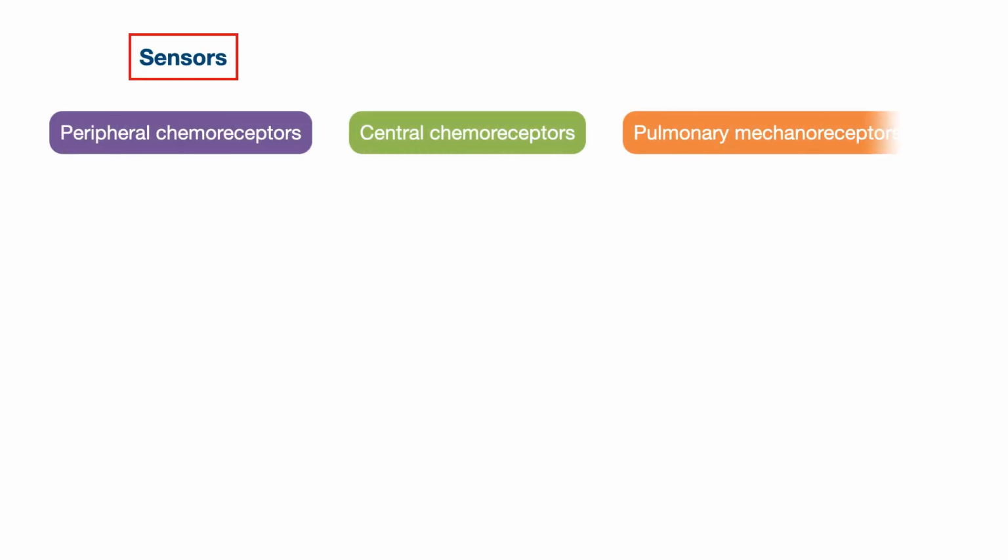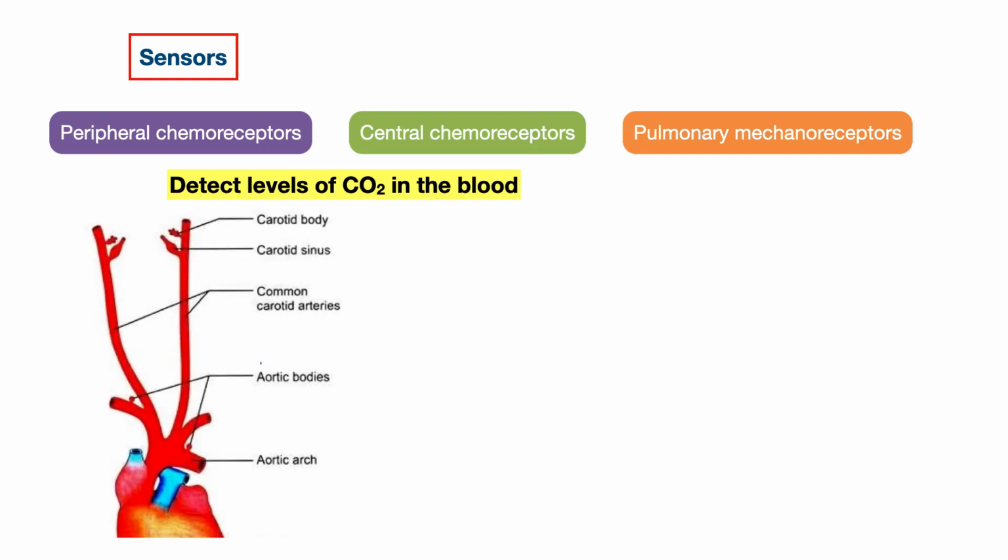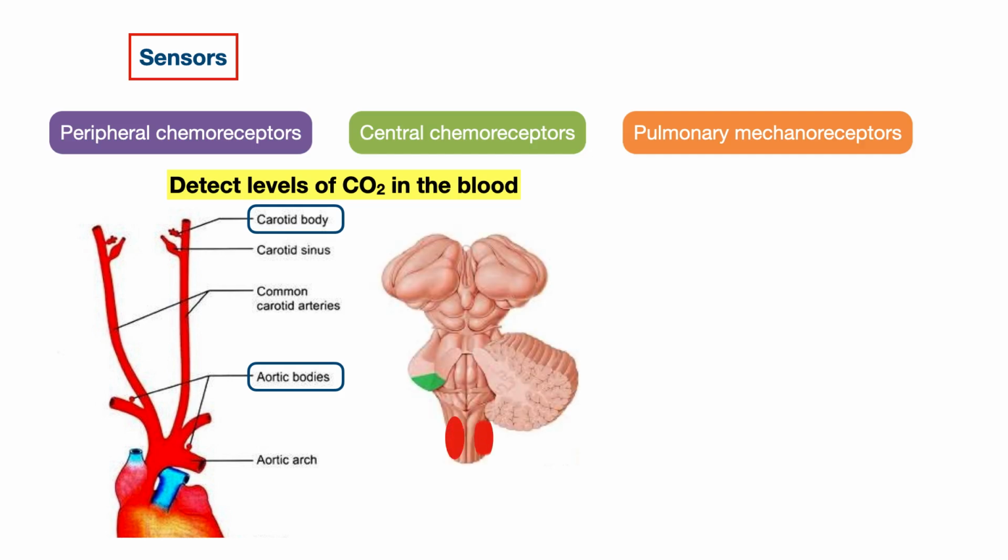The sensors consist of peripheral chemoreceptors, central chemoreceptors, and pulmonary mechanoreceptors. Chemoreceptors detect the levels of carbon dioxide in the blood by monitoring the concentrations of hydrogen ions in the blood. They work by sensing the pH of their environment through the concentration of hydrogen ions. Peripheral chemoreceptors include the aortic body and carotid body. They do not desensitize and have less of an impact on the respiratory rate compared to the central chemoreceptors. The central chemoreceptors are located on the ventrolateral surface of the medulla oblongata and detect changes in the pH of spinal fluid.